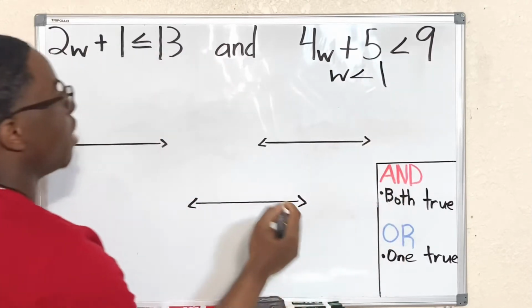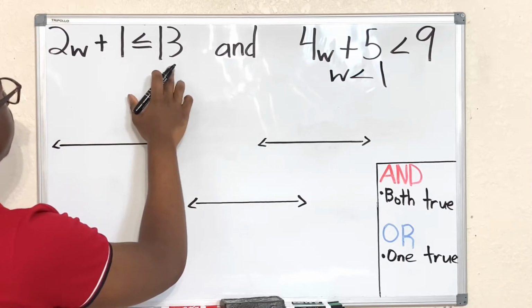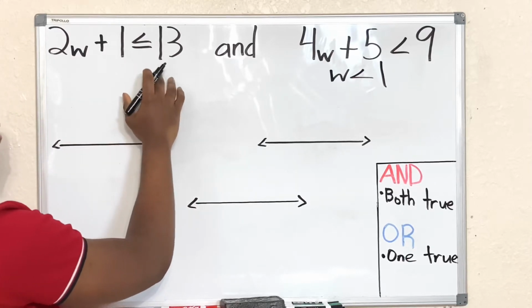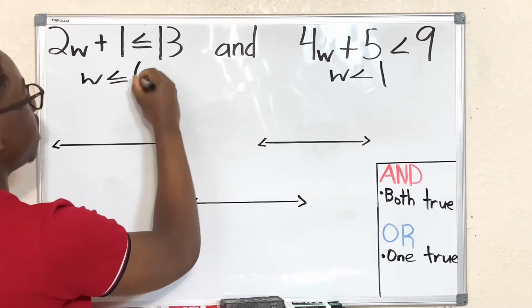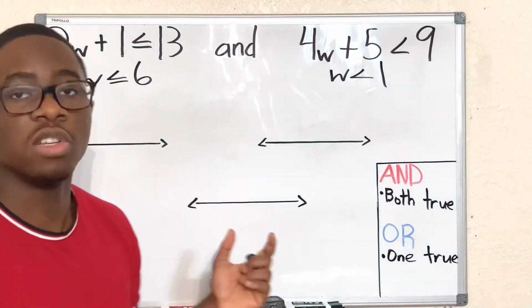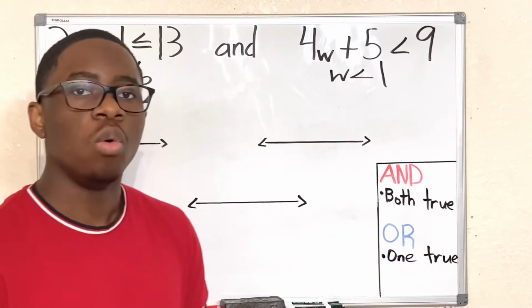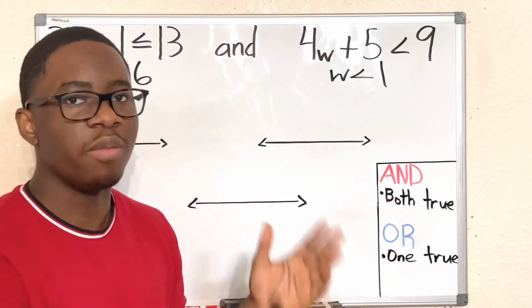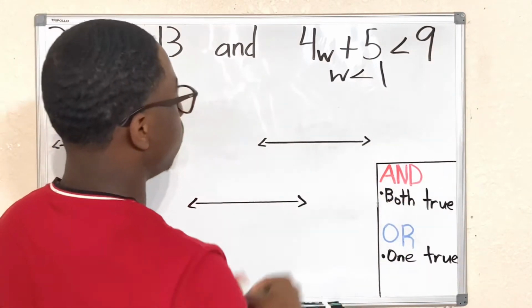So just some quick math really quick, and subtract 1 from both sides. We're left with 2w is less than or equal to 12, and w is going to be less than or equal to 6. So now we have our solution sets for both inequalities. Now we have to find out which values satisfy both inequalities.